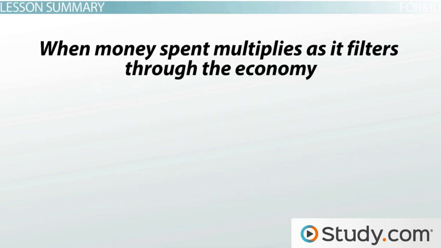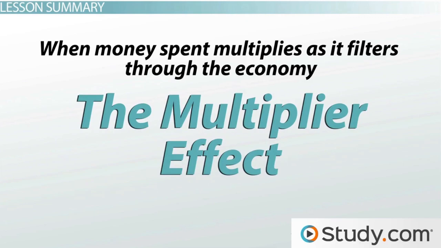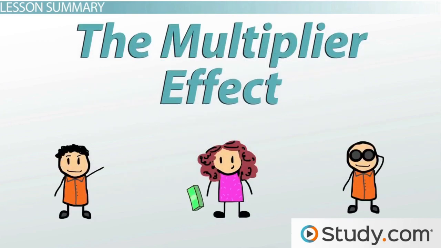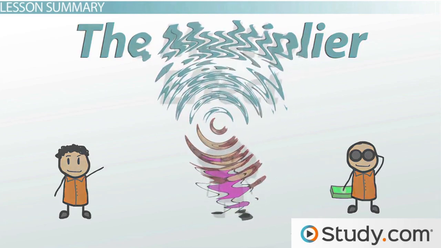Okay, let's review. When money spent multiplies as it filters through the economy, economists call it the multiplier effect. Money spent in the economy doesn't stop with the first transaction. Because people spend most of the income that they get, money flows through the economy one person at a time, like a ripple effect when a rock gets thrown into the water.